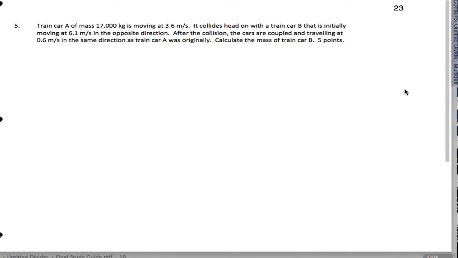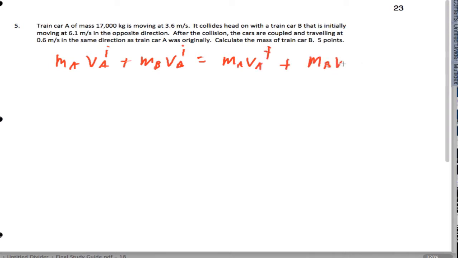Alrighty, let's do problem number 5 in this wonderful problem set. So we have train A moving at its speed initially and train B moving at its speed initially. They hit, something happens, and they acquire final momenta that are different than their original, but the sum of their momentums is the same as the original sum. So total momentum is conserved.